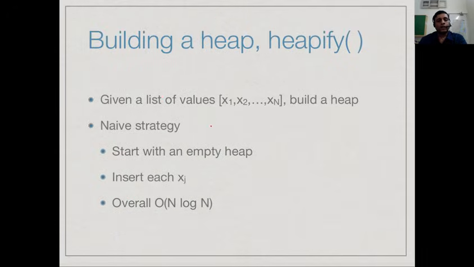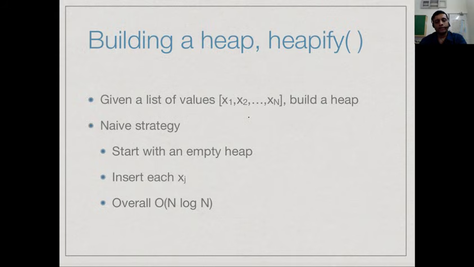So how do we start this whole process off? How do we build a heap from a given set of values? Right? So a very naive strategy would work as follows. I am given a set of values, n values x1 to xn. So I start with an empty heap, right? And then I insert x1. So I have a heap of size 1. Then I insert x2. So now I have a heap of size 2, and so on.